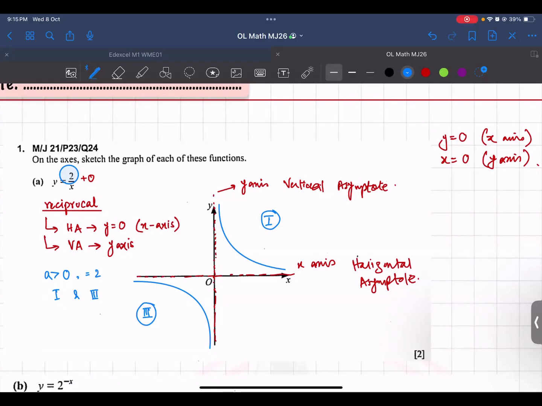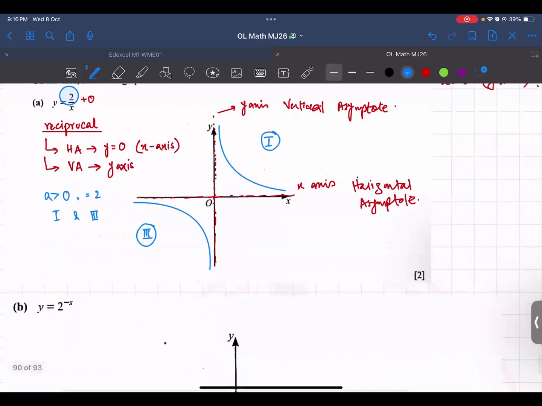You labeled the horizontal asymptote, the vertical asymptote, and you showed where the graph is lying, and the overall shape will always be the same. This is the answer: horizontal and vertical asymptote, and the placement of the curves. This is it. If there are any questions, you may ask. This is how you break down whatever information is given to you. You compare it with the general form, you label them, and then you sketch it. Now we move on to the next one.